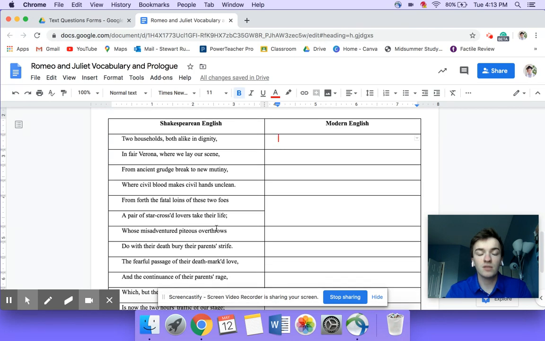So the first thing we are going to do is look at the rhyme scheme of the prologue itself. All you really have to do is look at the last word in each line to figure out that rhyme scheme. We look at dignity. That's going to rhyme with mutiny based on how you really say it. But that's where our A is going to be.